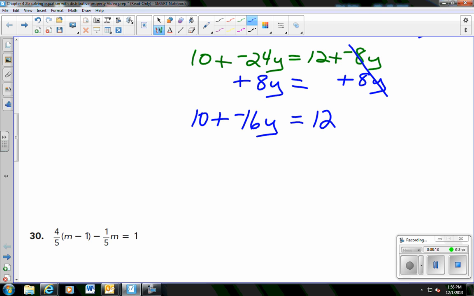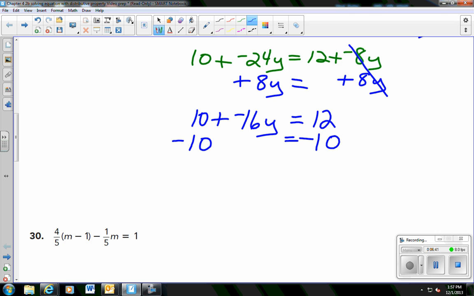So now we need to get rid of the 10, and we need to get rid of that negative 16 if we're going to get y all by itself. The first thing we always want to get rid of is that number not attached to our variable. So we want to get rid of that plus or minus number, in this case the 10. So this is 10 positives. To get rid of 10 positives, we would subtract 10 from both sides.